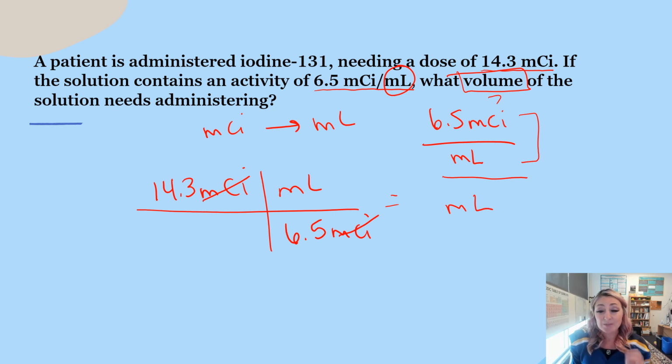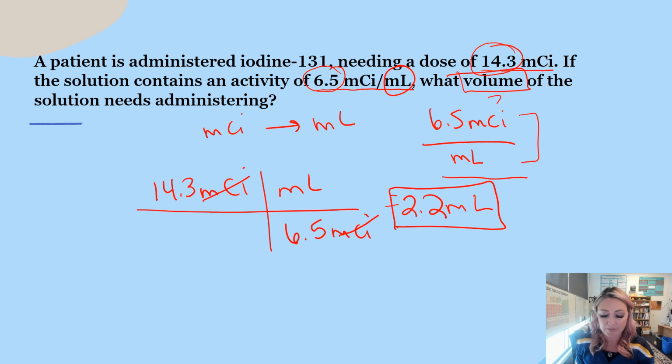All right, I'm not going to put the number 1 on milliliters because that will kind of confuse my sig fig issues here. So 14.3 divided by 6.5 gives us 2.2. That's straight out of the calculator. And just double checking sig figs, we've got 3 here and 2 here. My least in the problem is 2, so this is good as written. Your patient will need 2.2 milliliters of that to get 14.3 millicuries.